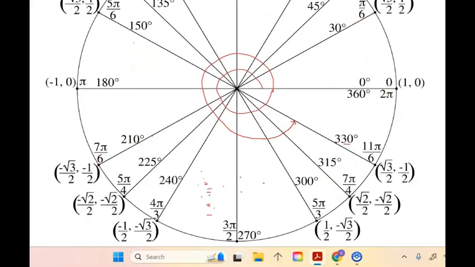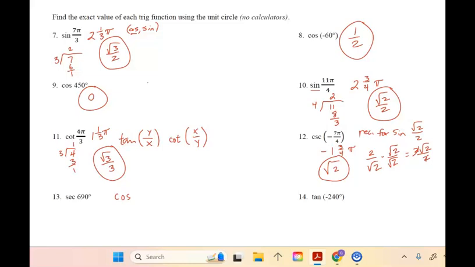All right, so the x coordinate of that angle at 330 degrees is the square root of 3 over 2. So I'm going to flip that over and then rationalize it. And I end up with 2 square root of 3 over 3. All right, we're almost done.